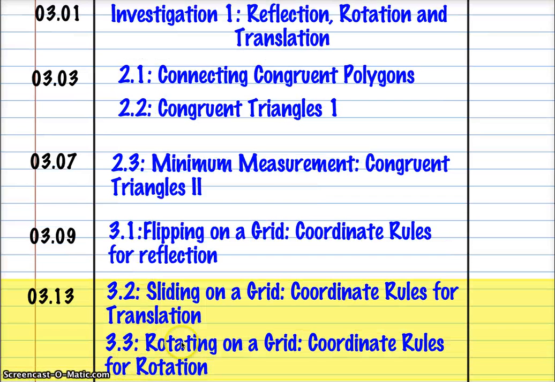Okay, so we are continuing with 3.3 rotating on a grid. My last video was cut a little short. I just didn't have enough time, so I'm going to try to keep this one short so we don't spend too much time on this. So rotating on a grid, coordinate rules for rotation.